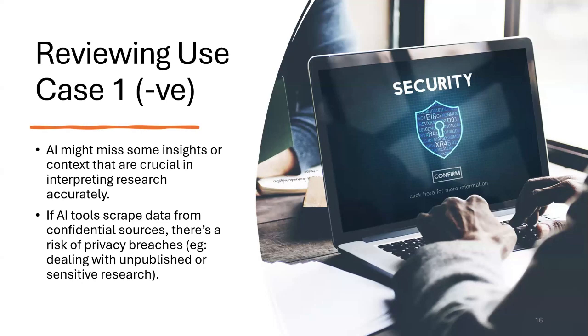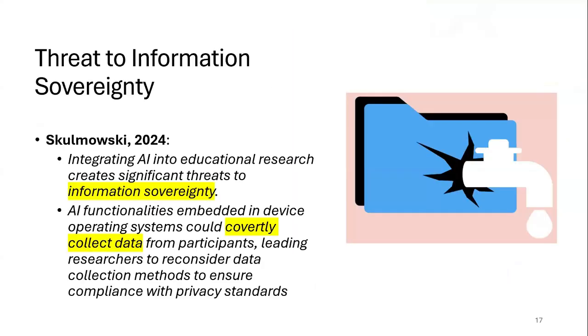So there are so many threats in using confidential data. As Skolmowski mentioned, this is a threat to information sovereignty. Sovereignty means our own handling of our data. We lose the grip on our data, sometimes personal data, if we provide that to AI applications, so this has to be a concern of researchers.